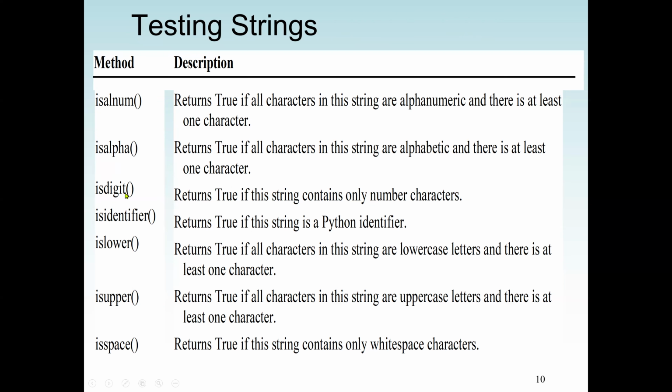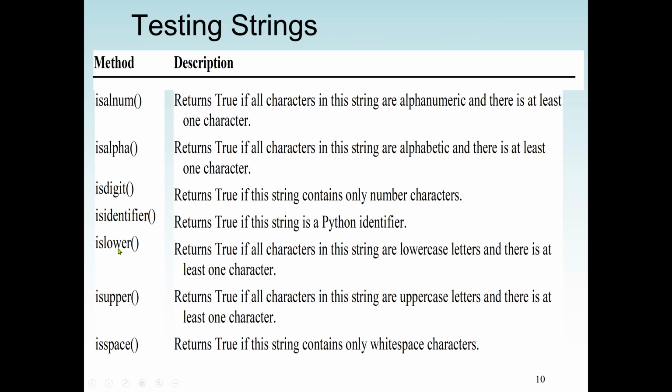Now we have isdigit. Digit means numbers. Alphabetic is characters, while digit will be whole numbers. So this will return true if the string contains only number characters. We also have isidentifier. This will return true if the string is a Python identifier.